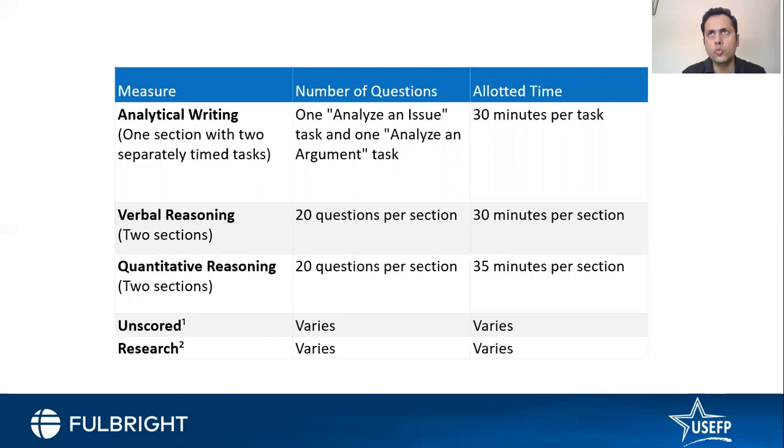You will not know which of the sections is the unscored section once you are appearing in the test. If you get one extra section of either verbal or quantitative, you would know that you're getting an unscored section, but you wouldn't know which of the sections you've attempted is the unscored one. So you have to ensure that you attempt every section as if it counts towards your score.